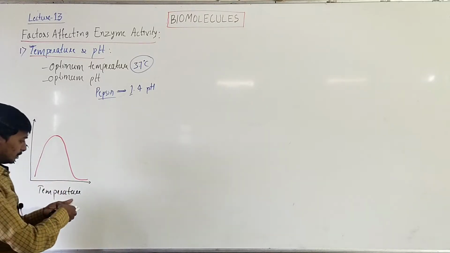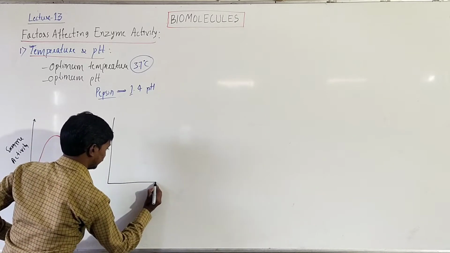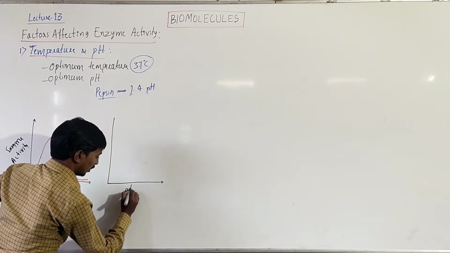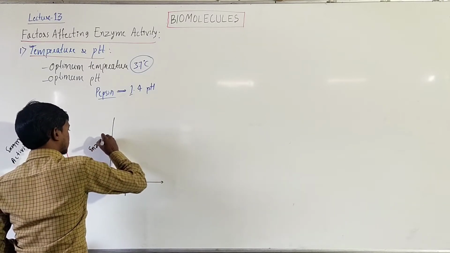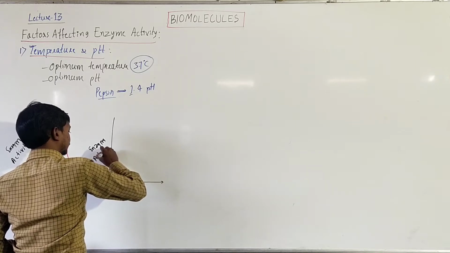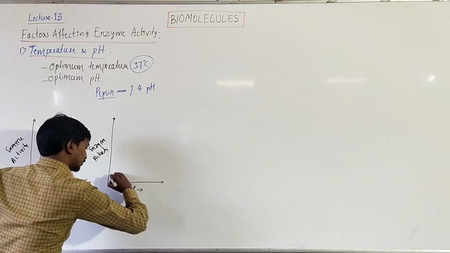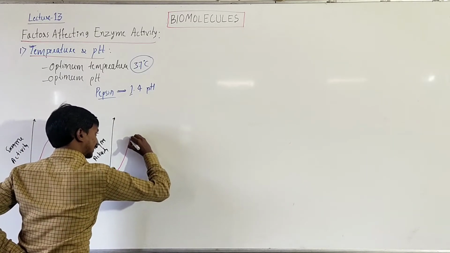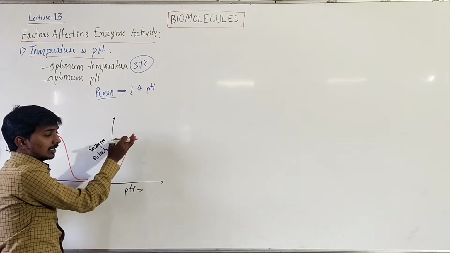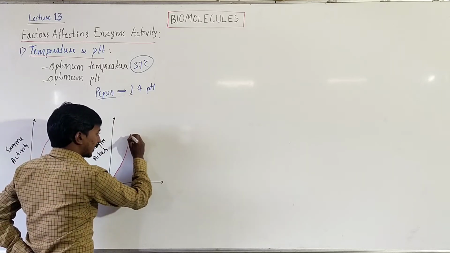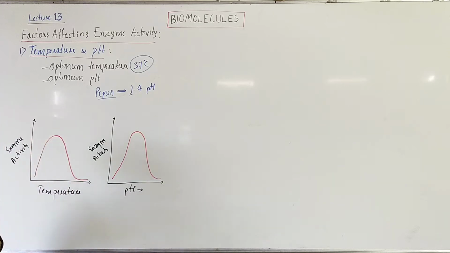Similarly with pH also, when we plot a diagram of pH and enzyme activity, with pH on the x-axis and enzyme activity on the y-axis, initially as the pH increases, the enzyme activity will also increase, but as soon as the enzyme reaches the pH limit, the activity will be reduced.